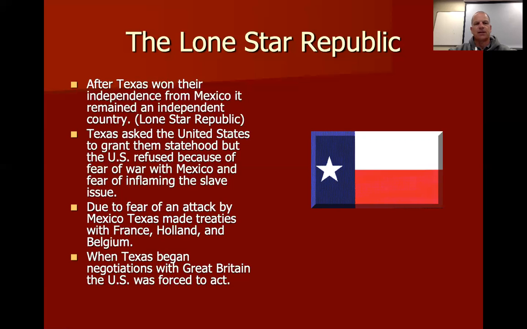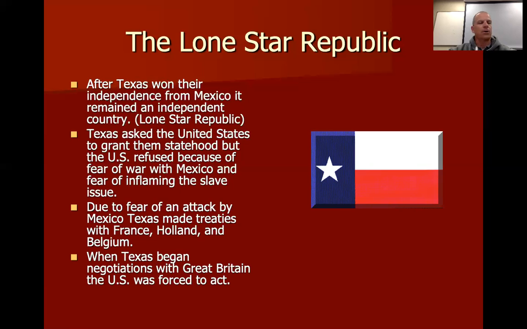The United States continues to say no until Texas started to negotiate with Great Britain and France and other countries, saying, hey, we need help. We need financial support. We need military support. So they started negotiating with the British and with the French. And this piqued the United States' interest. That's what got them to finally say, all right, enough is enough. We're going to take Texas in, because having Great Britain or France or any other European country in our backyard would be a violation of the Monroe Doctrine from 1823, which said that no European country could colonize in the Americas. So we were not going to let that happen.